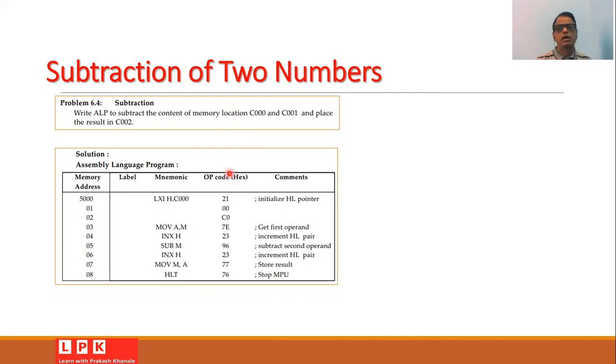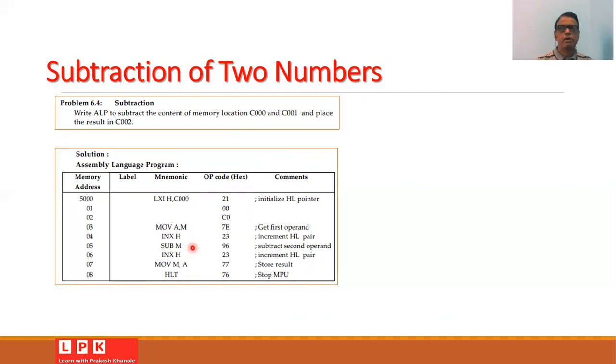Say, for example, here we have directly written an ALP where the first instruction is LXI H, C000, where we will initialize the HL pointer to the location C000. So the opcode for this will be 21 00 C0. Then we will move this first number into the accumulator by using the instruction MOV A, M, for which the opcode is 7E. Then we will increment the HL pair so that we can point to the next location, and the opcode for this instruction is 23.